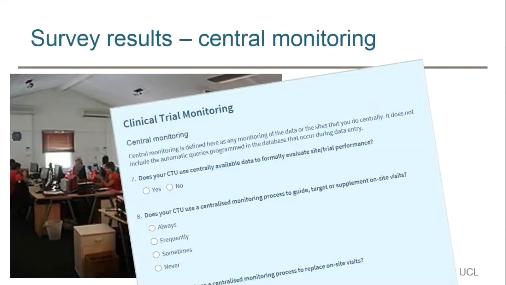Okay, so having talked about the general type of trial and unit that we're looking at, I'll look more closely at the central monitoring results. And here I should say that one of the trials units stated that their sponsor carries out the monitoring for them. So the remaining questions are all from 37 respondents.